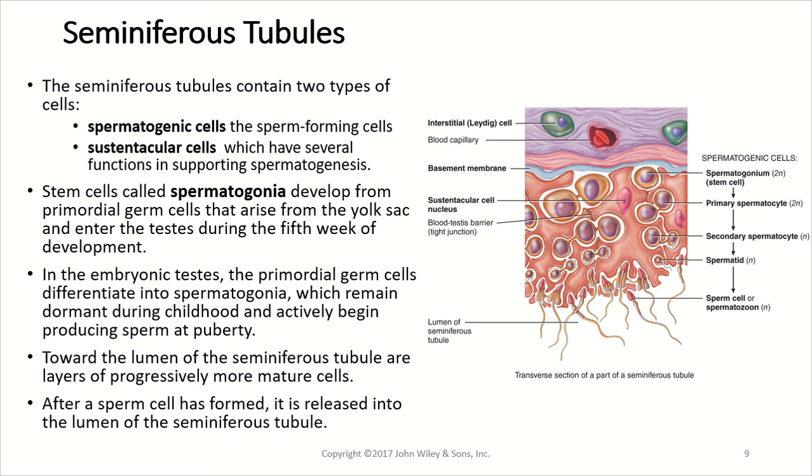Stem cells called spermatogonia develop from primordial germ cells that arise from the yolk sac and enter the testes during the 5th week of development. So it starts fairly early, this preparation to develop sperm. In the embryonic testes, the primordial germ cells differentiate into spermatogonia, which remain dormant during childhood, and then actively begin to produce sperm at puberty. Towards the lumen of these seminiferous tubules are layers of progressively more mature cells. After a sperm cell has formed, it is released into the lumen of that seminiferous tubule.